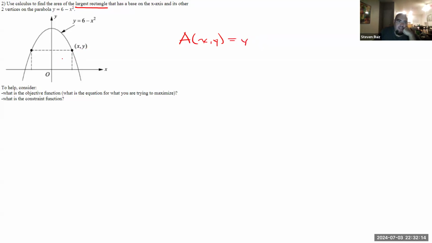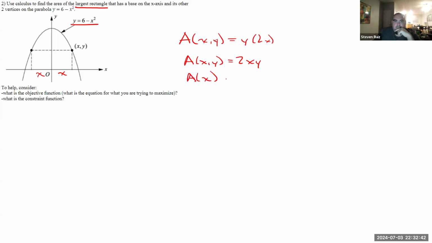What's the length of this rectangle? The length is not simply x. It is going to be one value of x on the right-hand side of the y-axis and one value of x on the left. So that's 2x, so my area is equal to 2xy. What's my constraint? Well, just like question 1, y and x are related in a very specific way.